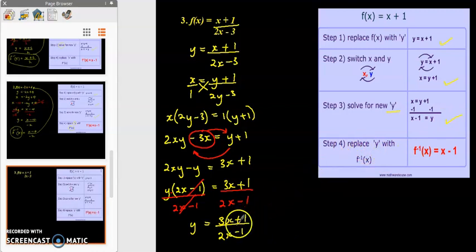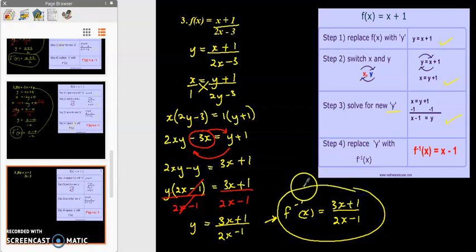And step 4 now says replace y with f(x). Right? Implies replace y with f inverse x. Sorry, f inverse x will equal 3x plus 1 over 2x minus 1. Right? So this is the inverse of this function.